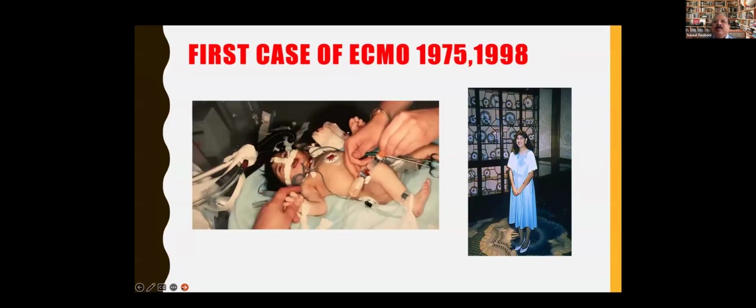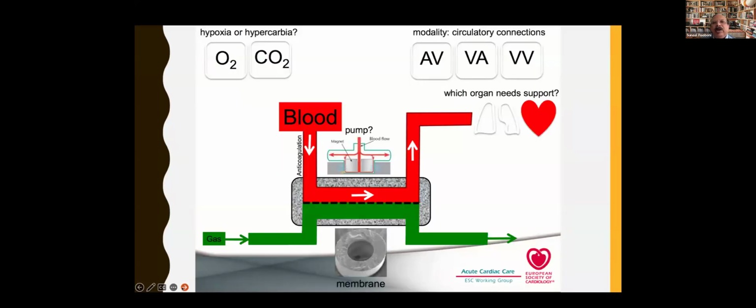The first case of ECMO, as we learned, was in 1975, Esperanza. It has remained as a hope for the ECMO community. I like this slide very much. This is from the European Society of Cardiology. The entire field of ECMO is just this one, mostly this one.